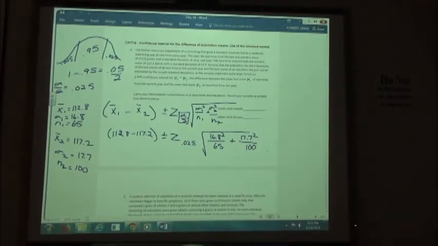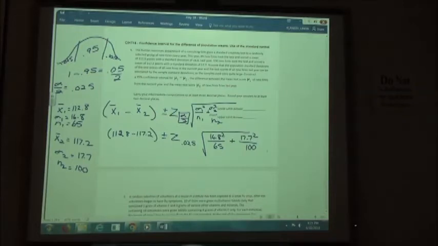If it's quicker, you can type on the keyboard. Whoops, you need parentheses around that. 112.8 minus 117.2. Close your parenthesis. Plus or minus, which is next to the parenthesis, right there. Then we have z sub, so we're using the subscript, 0.025. Now we're going to click over to the side and then do the square root.